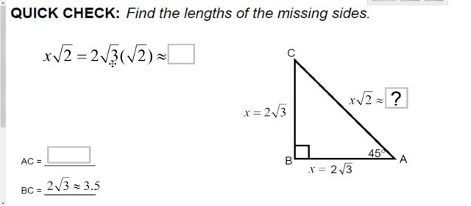Put in 2 square roots of 3, and I use parentheses for times. You can use just the times sign if you want, and then times the square root of 2. Should definitely try that with your calculator. Make sure you can get this answer. It rounds to about 4.9. So we know this side is 4.9, or AC is 4.9. Please definitely try that with your calculator. Make sure you're getting these answers. If you need some help, let me know.